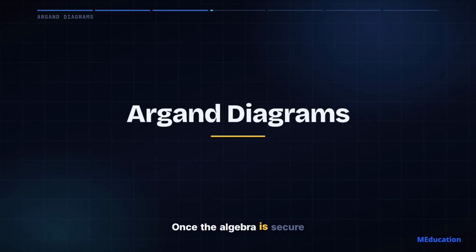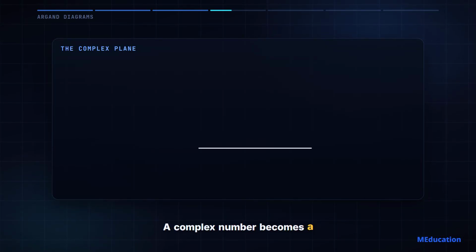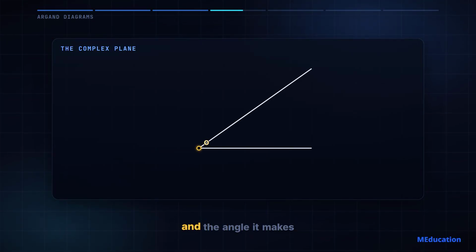Once the algebra is secure, we map these numbers onto a two-dimensional grid called the Argand diagram. This geometric shift changes everything. A complex number becomes a coordinate or a position vector. Its distance from the origin is its modulus, and the angle it makes with the positive real axis is its principal argument. Always sketch this diagram to ensure your calculator gives you the argument in the correct quadrant.